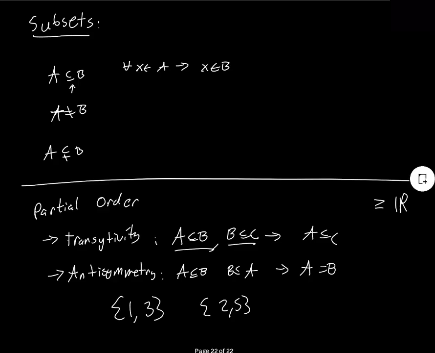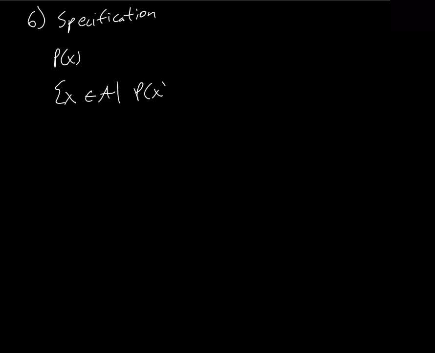Let's move on to more axioms. Next is going to be the axiom of specification. Specification essentially states that if we have a property P of x, we can form the set of x in A such that P of x is true. So basically, specification is exactly in the name. We're specifying: we take an existing set and we specify the elements which are true.